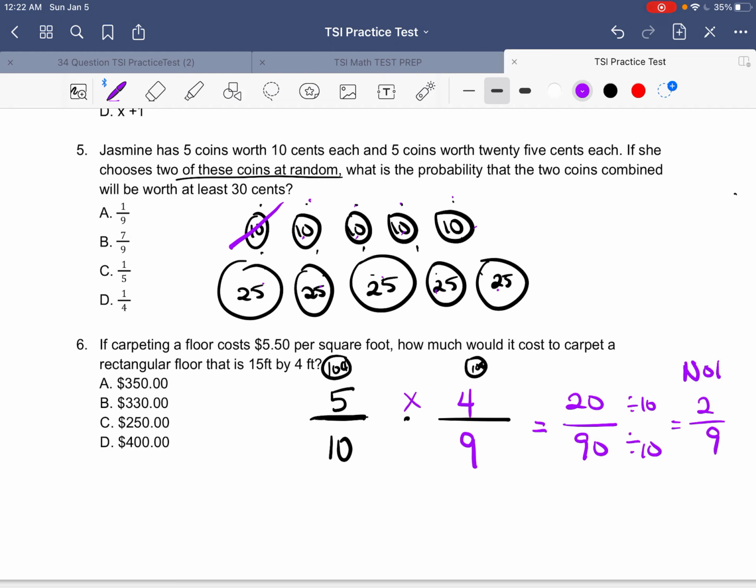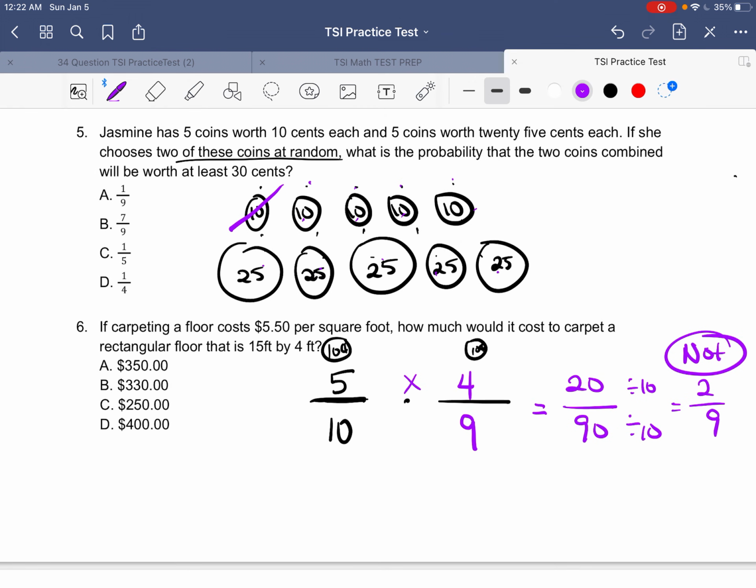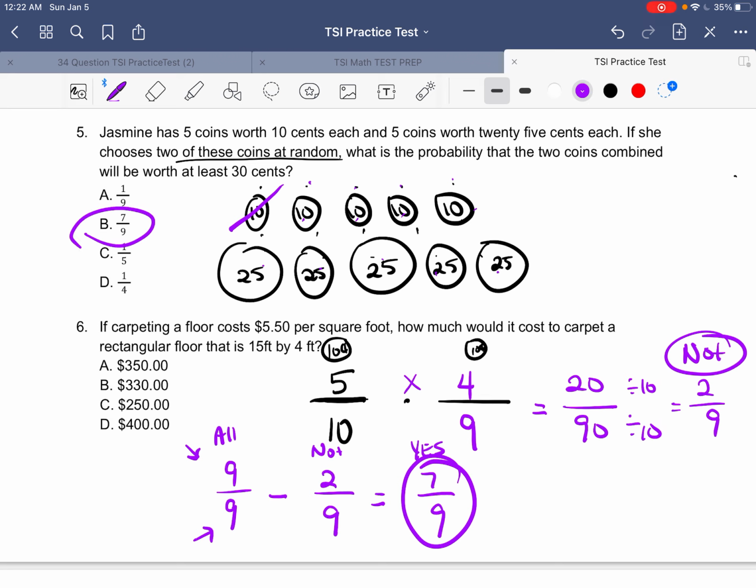But again, this is not picking at least 30 cents. So how do we figure out what the odds are of picking at least 30 cents? Well, if you have all of the chances possible, it would be 9 out of 9, 100%. The denominator would be the same as the top. So this is all of the chances of picking 30 cents or not picking 30 cents. If you subtract the not, which is 2 out of 9, you would end up getting the actual chance of getting 30 cents. So what is 9 over 9 minus 2 over 9? That is equal to 7 over 9. And that would be our answer. So our answer would be B.